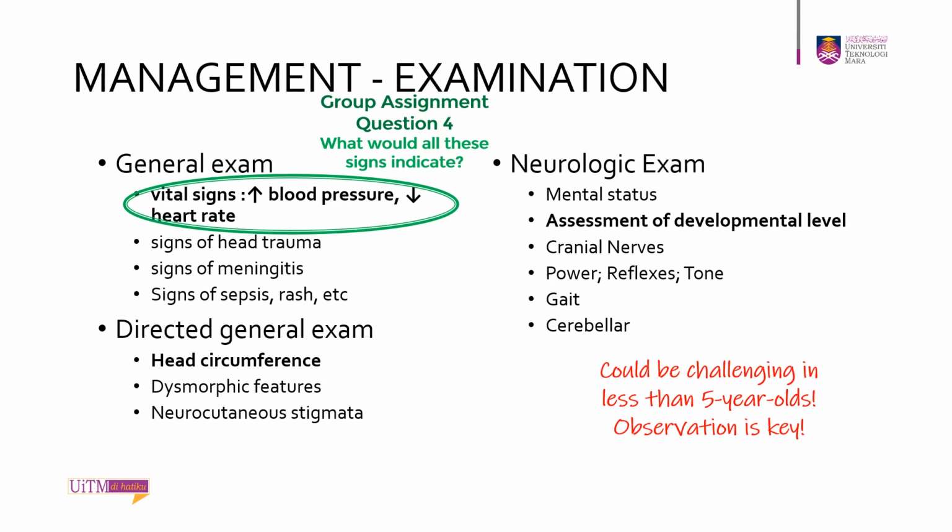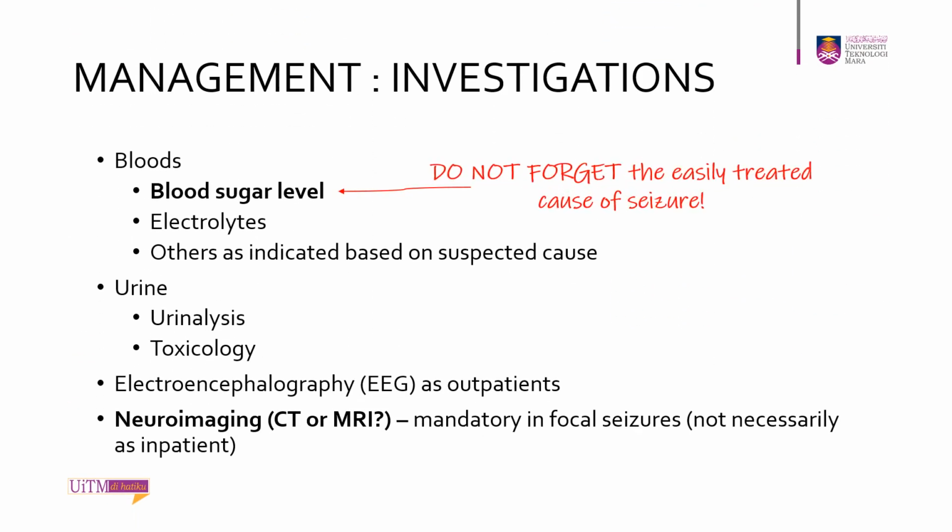In physical examination, we need to be able to identify Cushing's triad, which indicates increased intracranial pressure. Neurological examination in children less than 5 years old is often challenging, hence observation is the key in obtaining abnormal signs to achieve a diagnosis. In terms of investigation, it is important to rule out easily corrected causes of seizures first, such as hypoglycemia. EEG is usually not indicated during inpatient stay. All focal seizures will need a neuroimaging at some point.